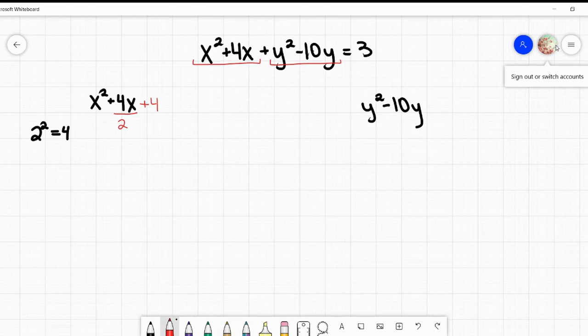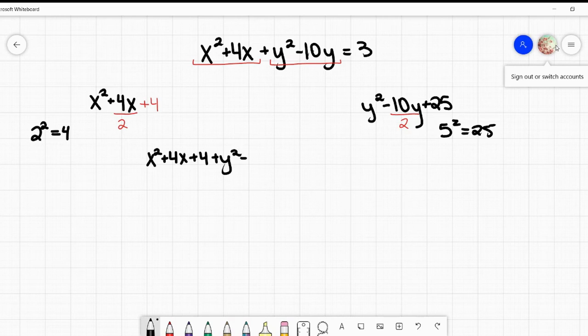Same thing on this side. Half of 10, or negative 10, doesn't really matter, is 5. Squared is 25. And then let's add that. So this way we are finally able to factor and sort of get the same written example as we had above. So now we have x squared plus 4x plus 4 plus y squared minus 10y plus 25.